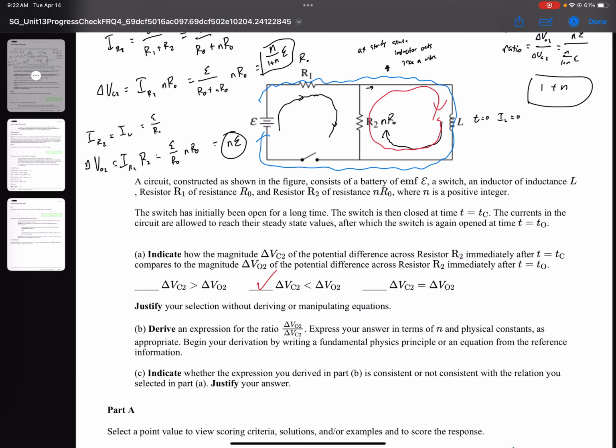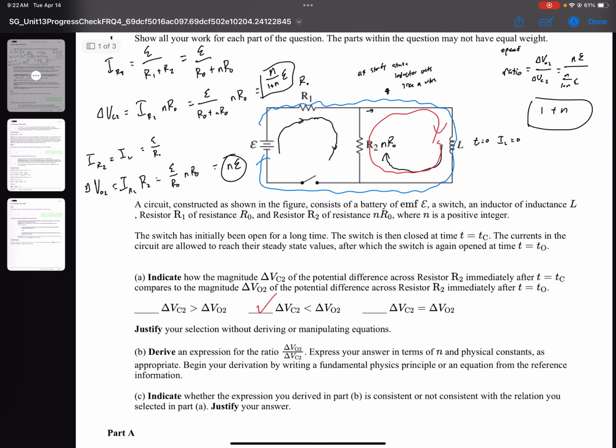And then it has to be consistent, right? Because we know that N is positive, and the value of 1 plus N is greater than 1, which makes the ratio of delta V open over delta V closed has to be greater than 1. All right. So it's consistent.